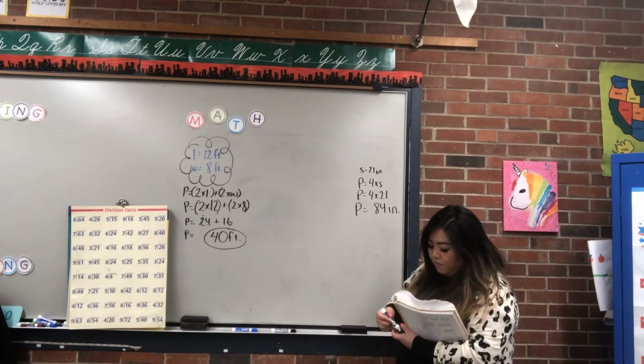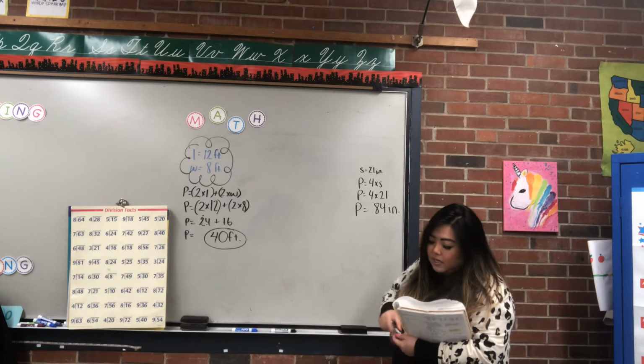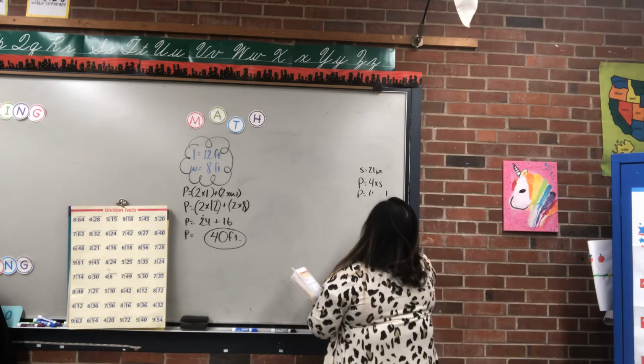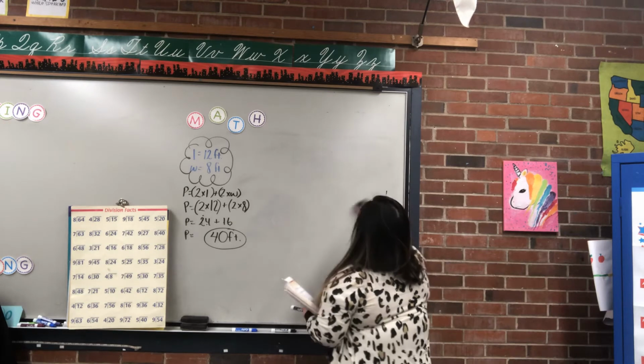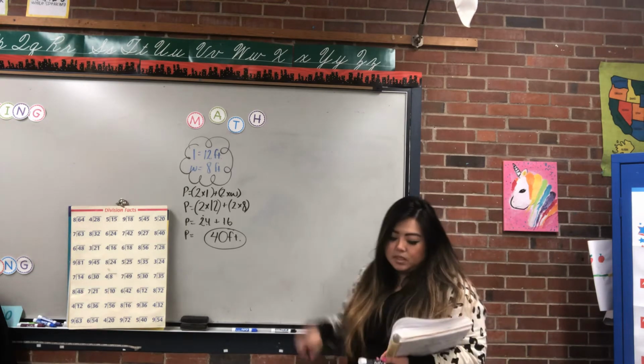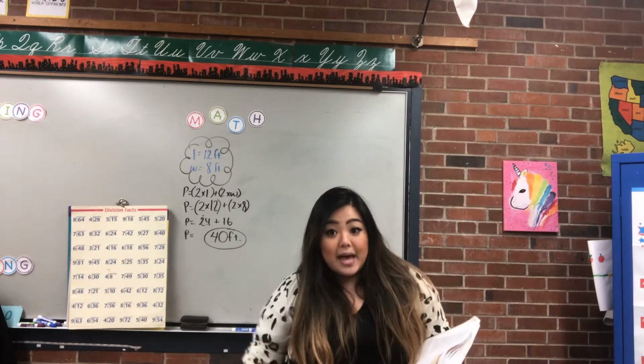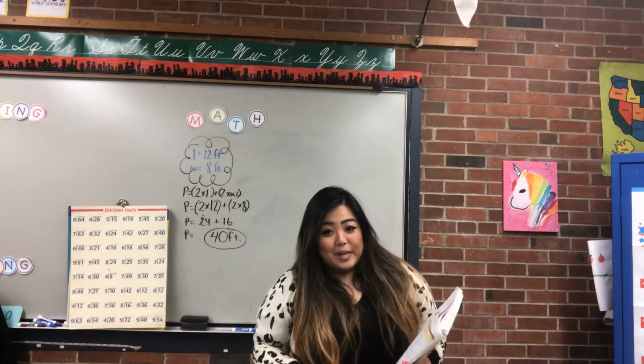So it is 84 inches. Now, section 3 says, find the perimeter of these polygons. Our perimeter is the distance around. Perimeter is the distance around a polygon. So we have to look at what we're measuring to know the right formula, right?